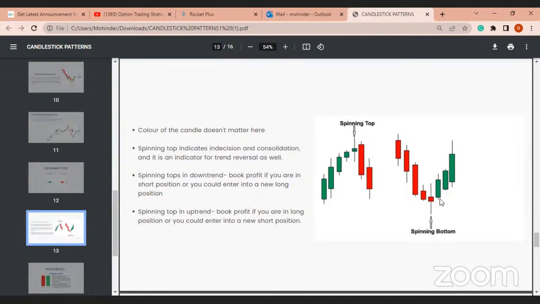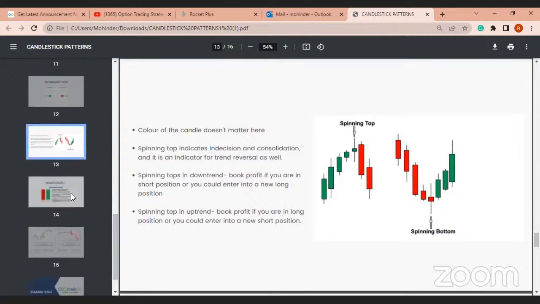So after coming down, it formed an indecision, which means the chances are high for that indecision to make it move in a different direction. After coming down in the downtrend, it formed a spinning bottom here. So the indecision will help the market to move in a different direction. From downtrend, it moved to uptrend. That is what you mean by spinning top and spinning bottom.